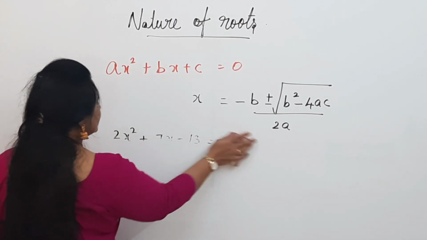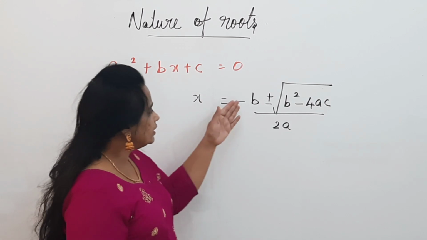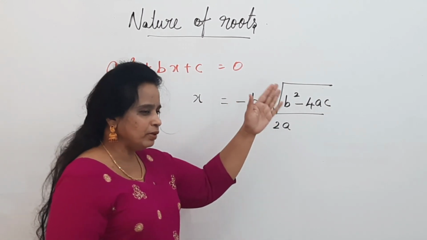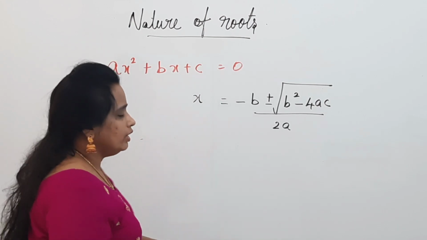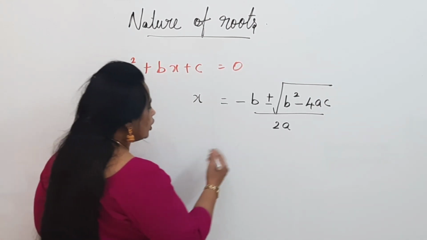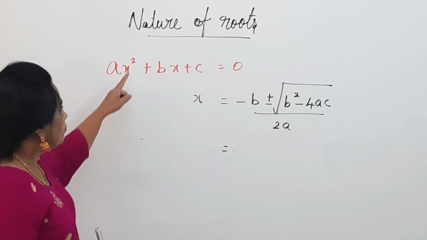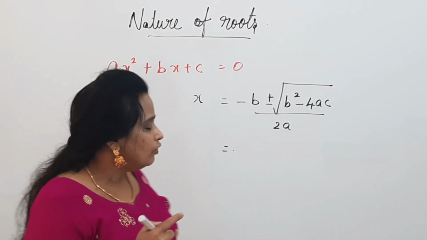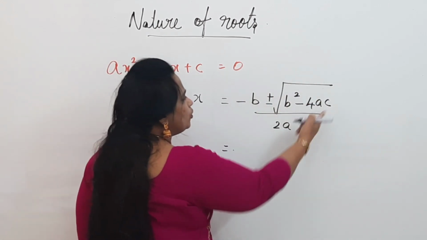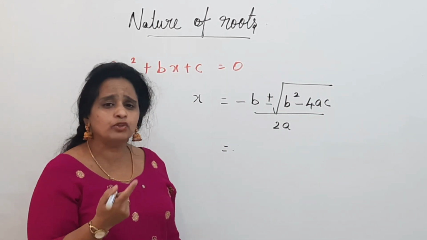Now here you can see that the quadratic formula takes place like this: minus b plus or minus square root of b square minus 4ac by 2a. Let me explain further. There are two roots. I told you the power is 2, so there will be two roots for the quadratic equation. So, ma'am, you are writing only one root? Where is the other root? There must be two roots, no?